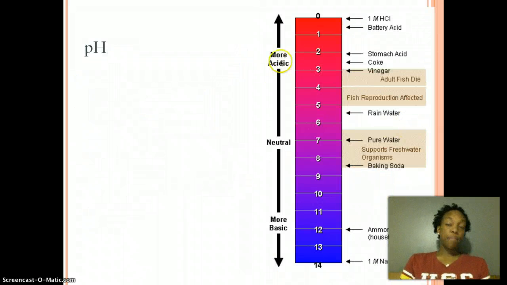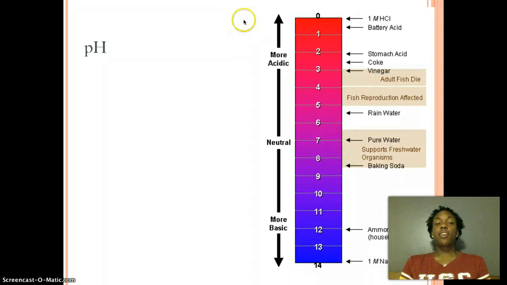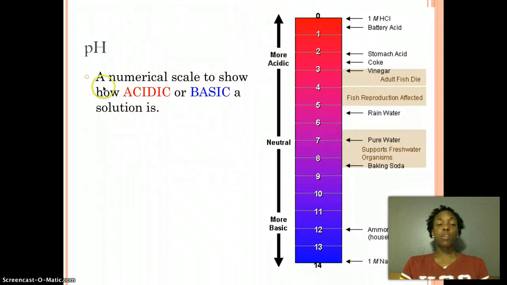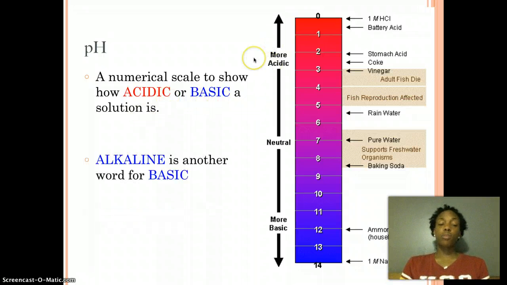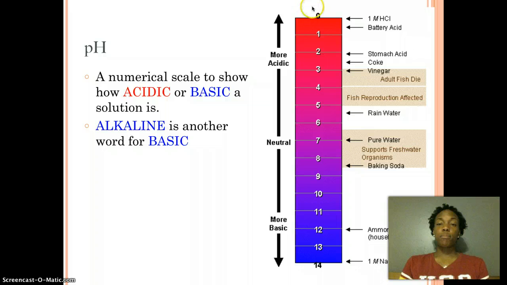Alright, now for the pH scale. The pH scale is a numerical scale that shows how acidic or basic a solution is. So the scale goes from 0 to 14, and it shows you how acidic or basic a solution is. Another word for basic is alkaline. You may have seen this, you may have heard of it.